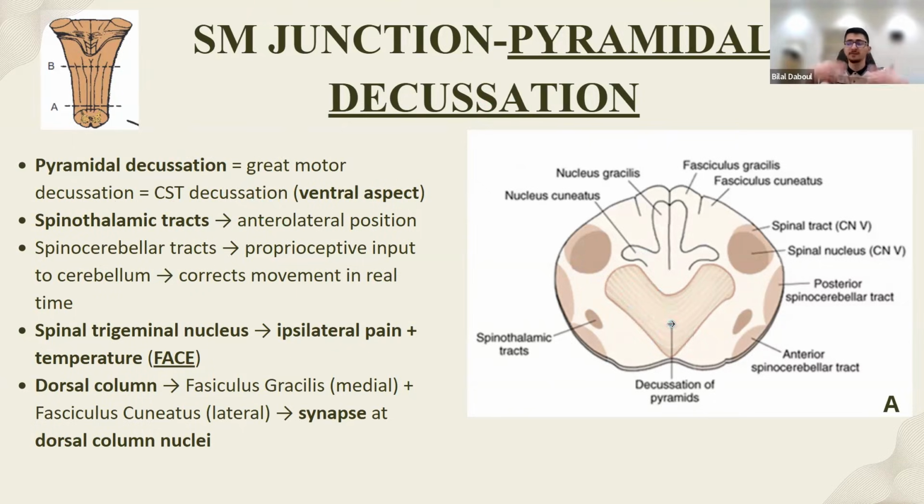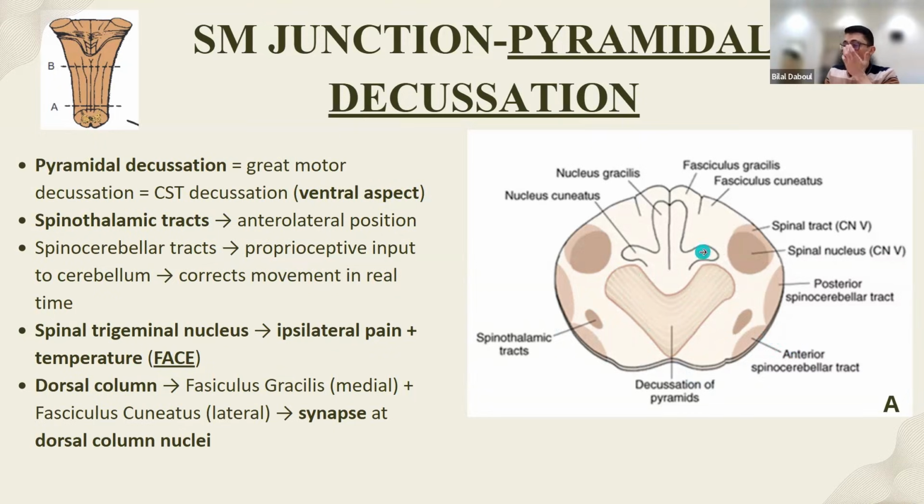If you remember the pyramids that lie within the medulla, at the lowermost aspect, or the caudalmost aspect of the medulla, you have the decussation of the pyramid. So you see fibers that are crossing the midline and descending on the contralateral side as the corticospinal tract, the lateral corticospinal tract.